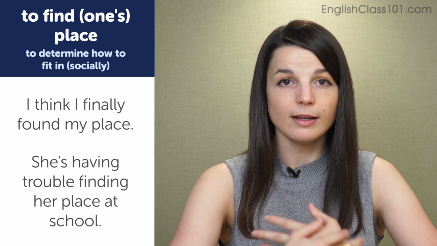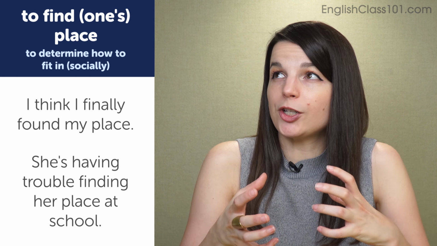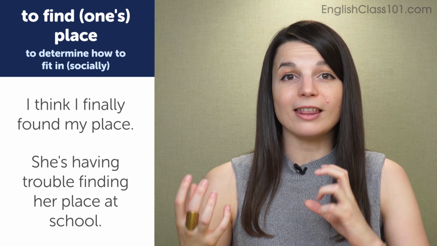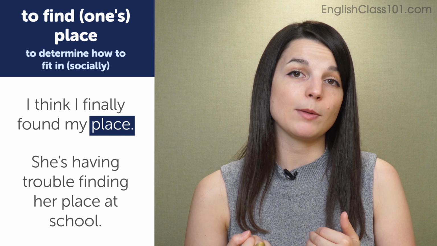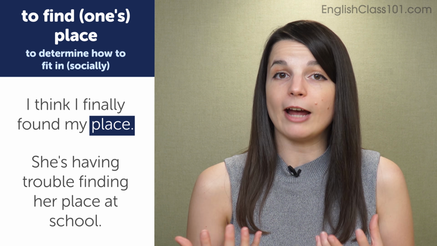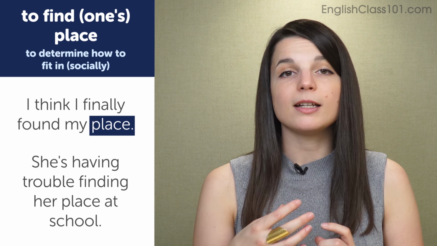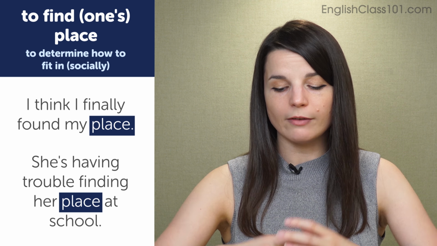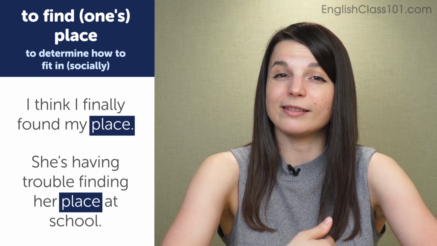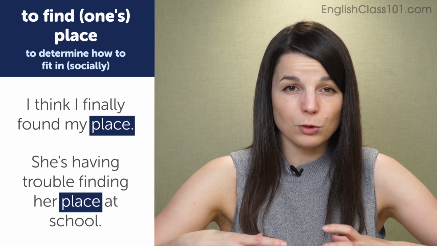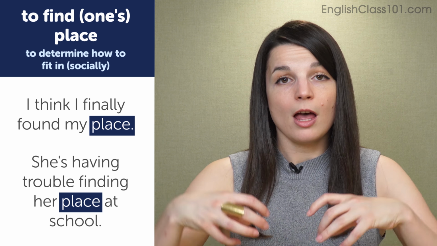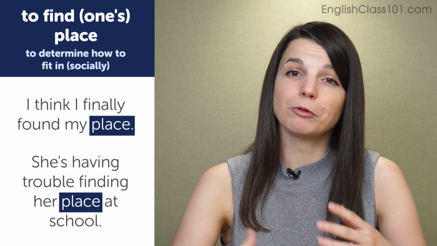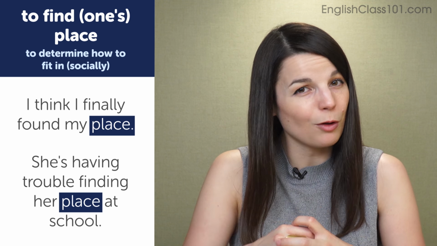So to find one's place means to find a nice position, a position that's appropriate for them in their society or within their life. In the first example, I think I finally found my place. We see past tense found my place, which means I've discovered this position is best for me. In the second example sentence, she's having trouble finding her place at school. It means she's having trouble positioning herself within the society that is her school. Like she has her school life and she hasn't quite discovered yet the best location for her, the best way to fit in with the people around her. So this refers to your societal position in your small or big society.